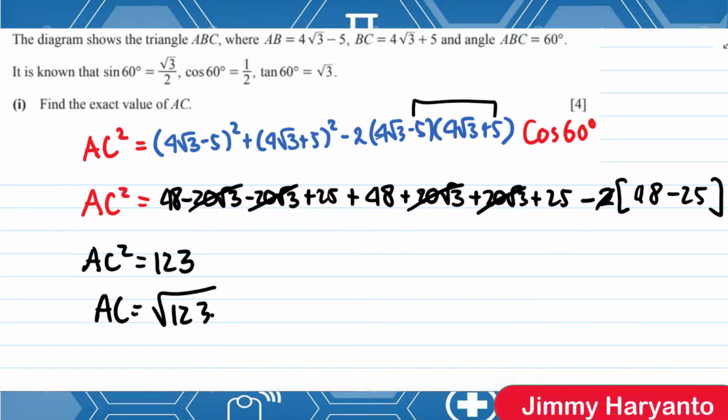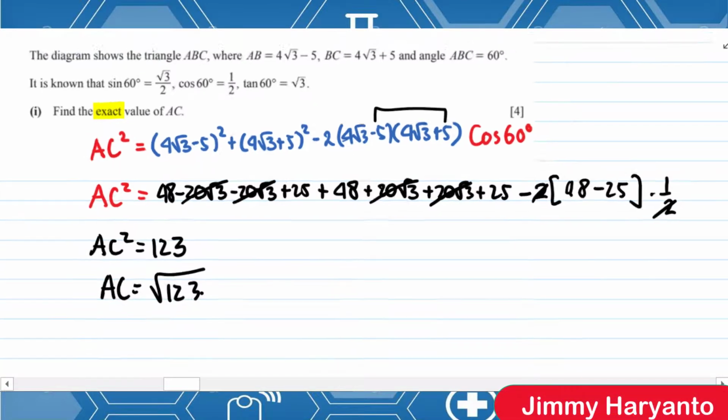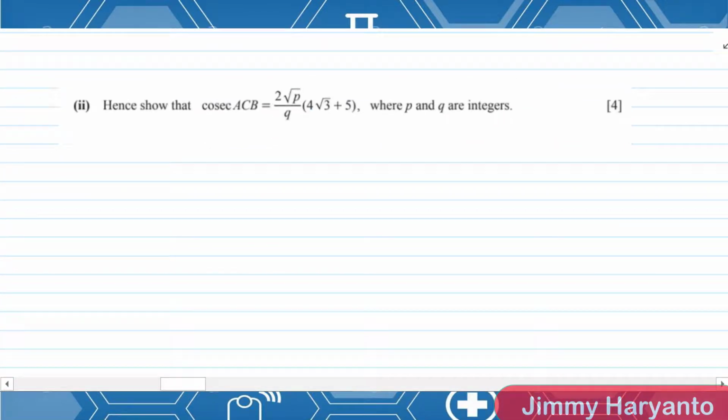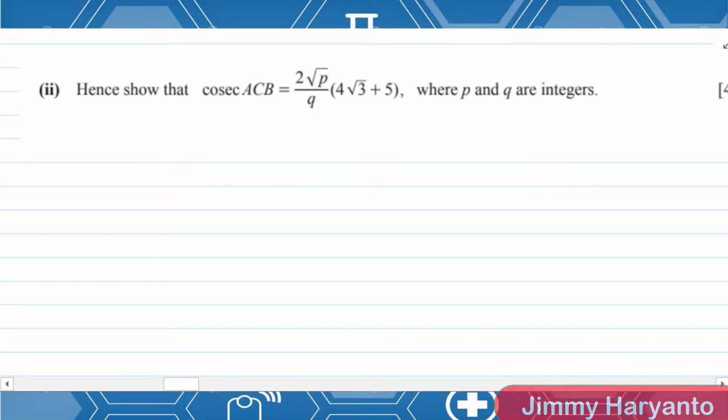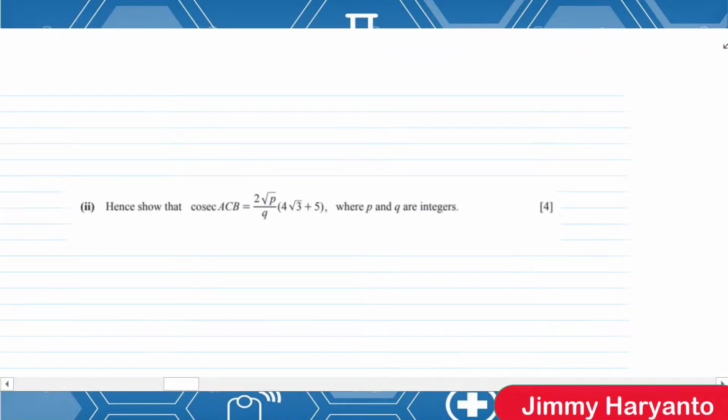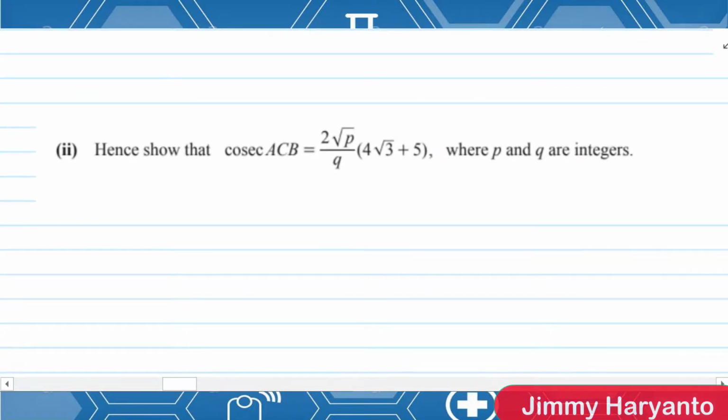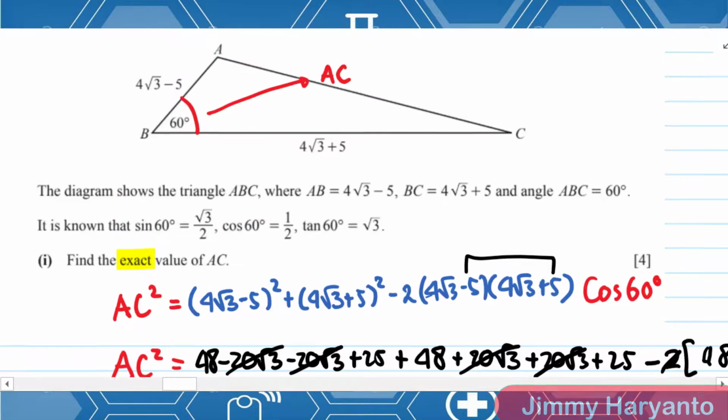Leave it like that, guys, because the question wants us to show your answer in exact form. Exact form means leave it in square root form. So don't change it into decimal. If it's exact, decimals are not allowed. Next is this one. Hence show that cosecant ACB equals 2 square root ACB.